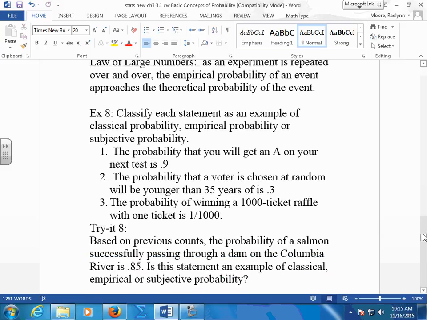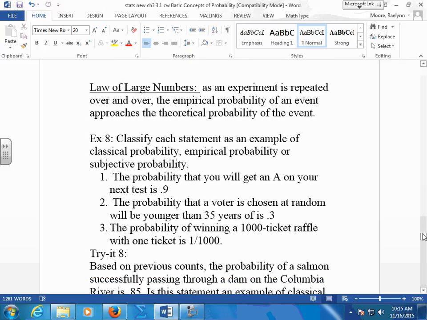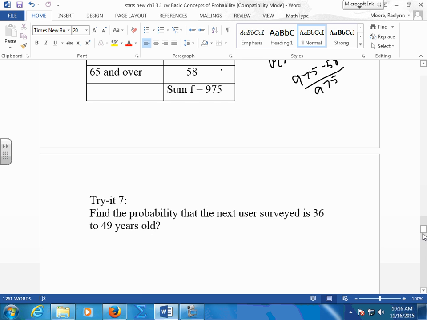Okay. Law of large numbers. Your law of large numbers says if you keep repeating over and over and over again, you will approach your theoretical probability. And sometimes, even though we do something a zillion times, it could still be off. But the larger the number of times we do it, the closer we will get. So let's look at example 8. Let's classify these into our 3 types of probabilities.